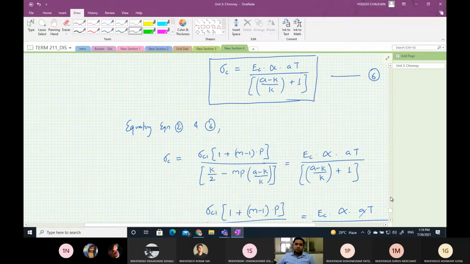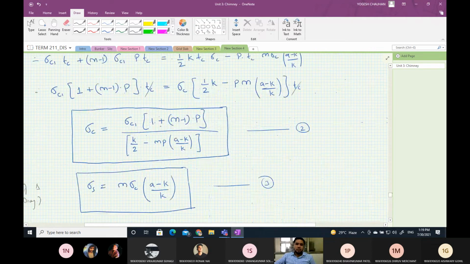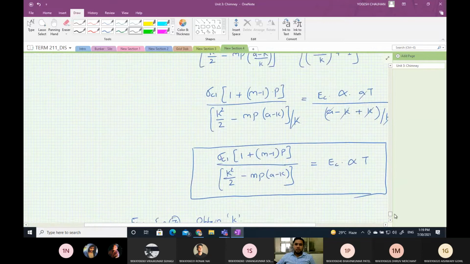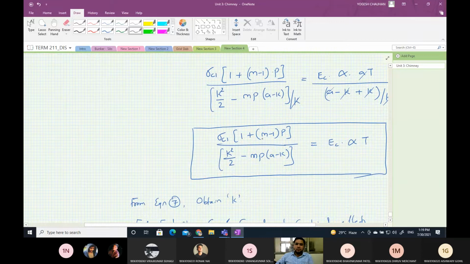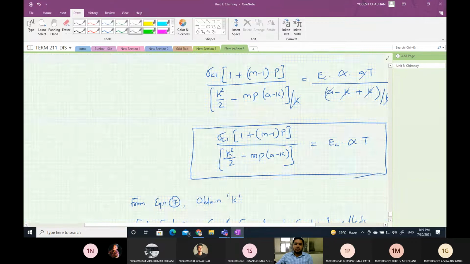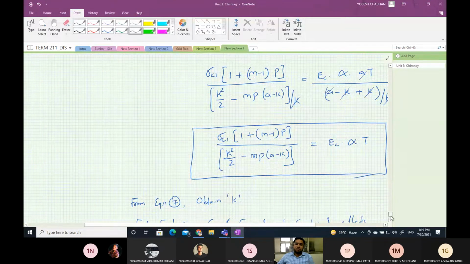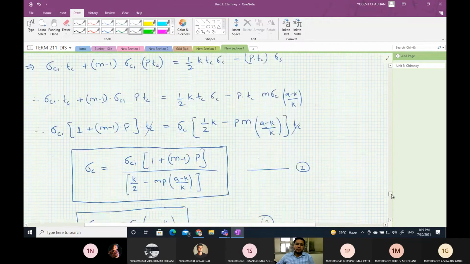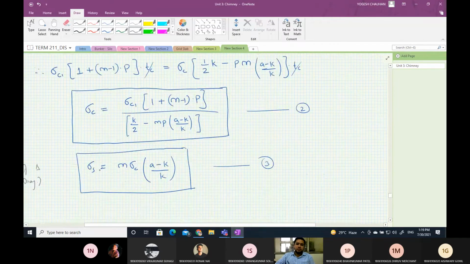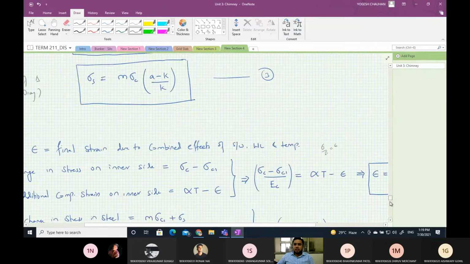Substituting equation 6 in equation 2, you will get this relation: sigma c1 times (1 plus (m minus 1)p) divided by (t square by 2 minus mp into (a minus k)) equals Ec alpha t. From this you can get the value of k. This is a quadratic equation. You can obtain the value of k from this and substitute the value of k in equations 2 and 3, so you will get sigma c and sigma s. So this was the case for the leeward side.